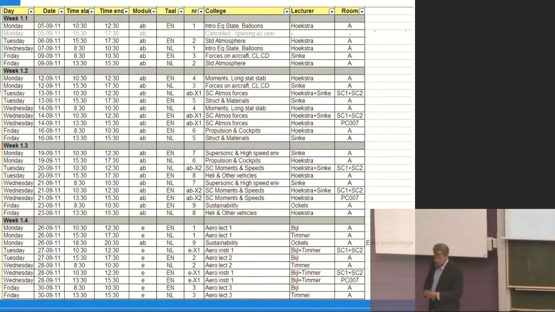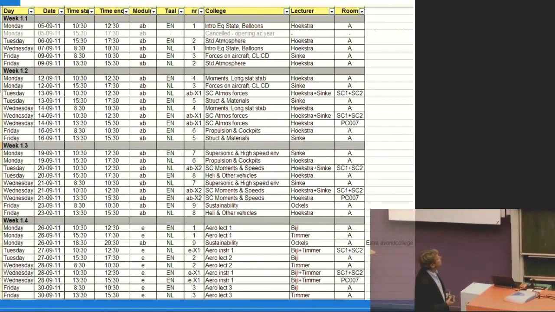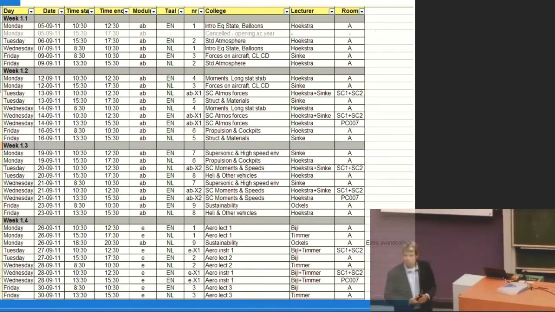Well, this is the schedule, hard to read. I'll put it up on the blackboard. You will see that you already will have had two courses of Intro to Aerospace Engineering before the Dutch group even starts.